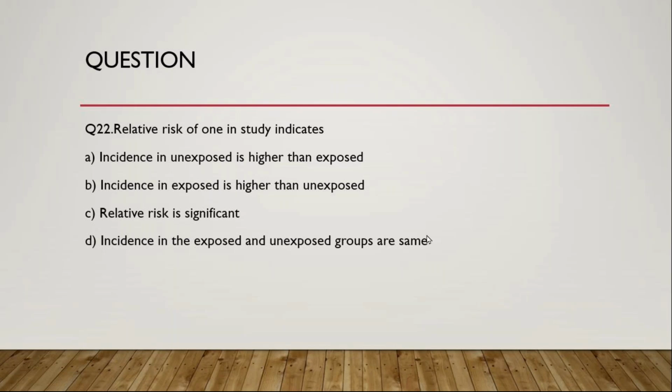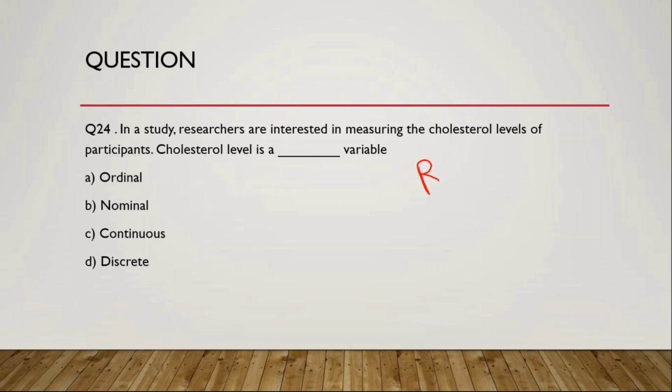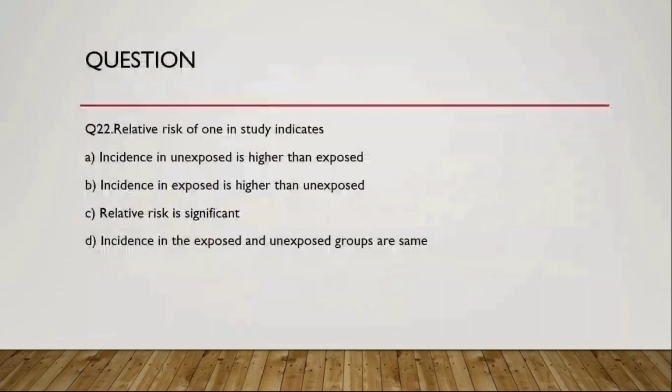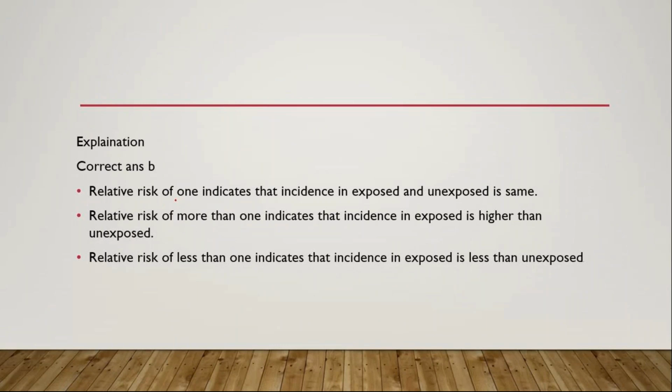Is the next screen visible to you? No, ma'am. So this is the relative risk. If the relative risk is equal to 1, that indicates that incidence in exposed and unexposed is same. If the relative risk is more than 1, that indicates that incidence in exposed is higher than unexposed. And if the relative risk is less than 1, that indicates incidence in exposed is less than unexposed. I hope the answer is clear to you now. Please reply. Yes, ma'am.